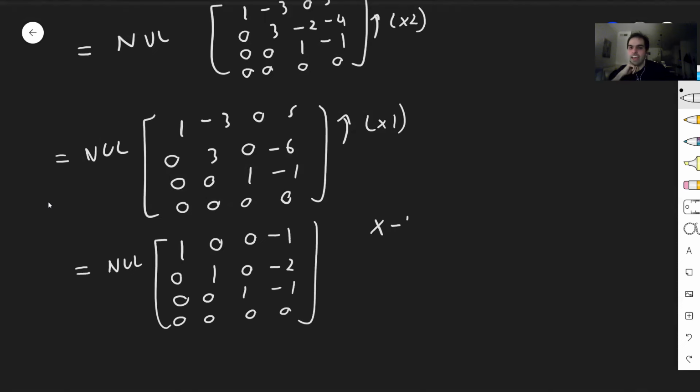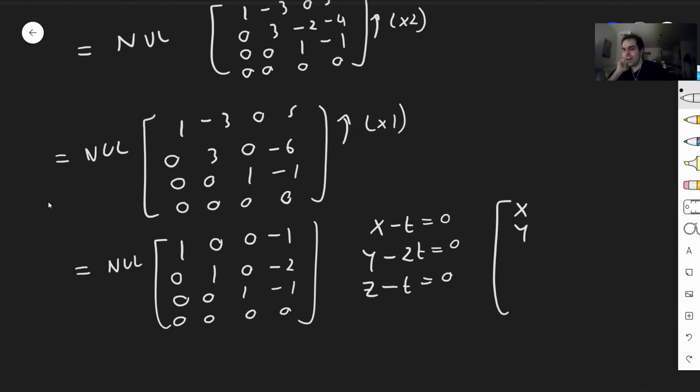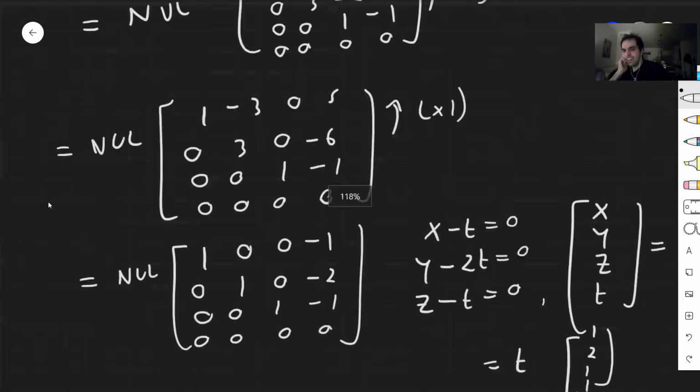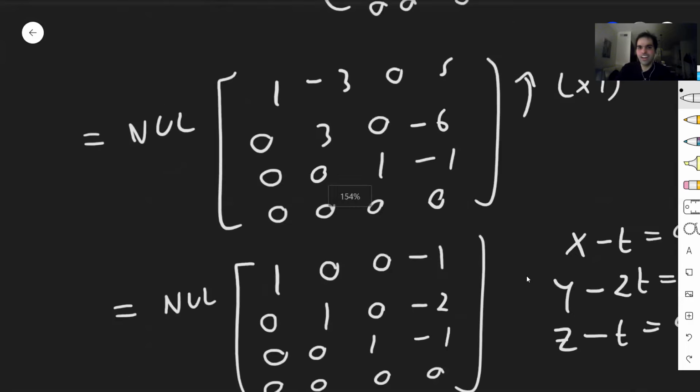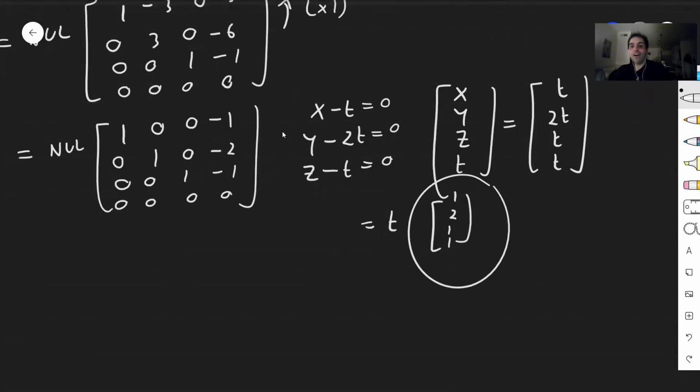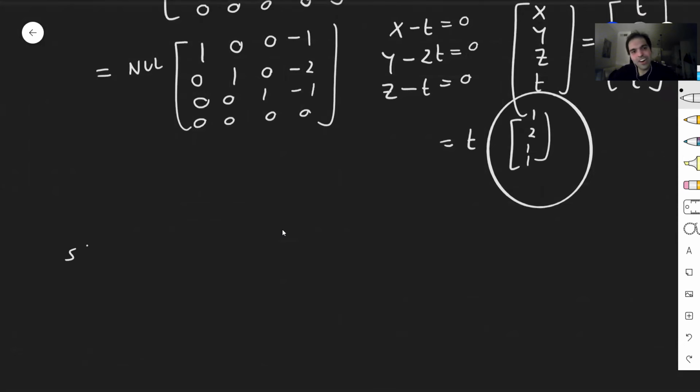And then we get x minus t equals 0, y minus 2t equals 0, z minus t equals 0. So x, y, z, t is just t, 2t, and then t and t. And so t times (1, 2, 1, 1). All right. Now we found all 4 eigenvalues and eigenvectors. So like we found all 4 amulets. So now I believe step 4, our grand conclusion.